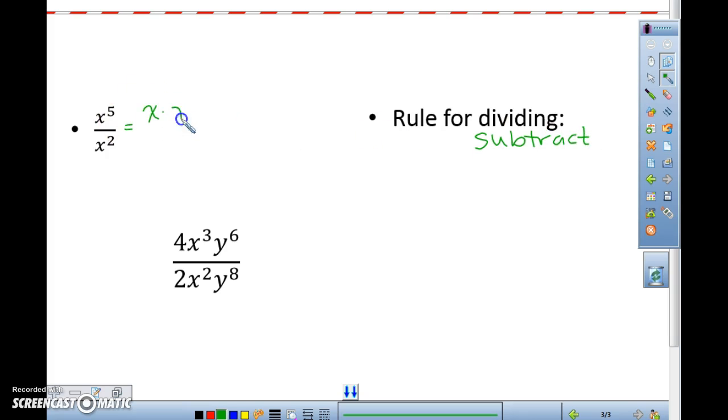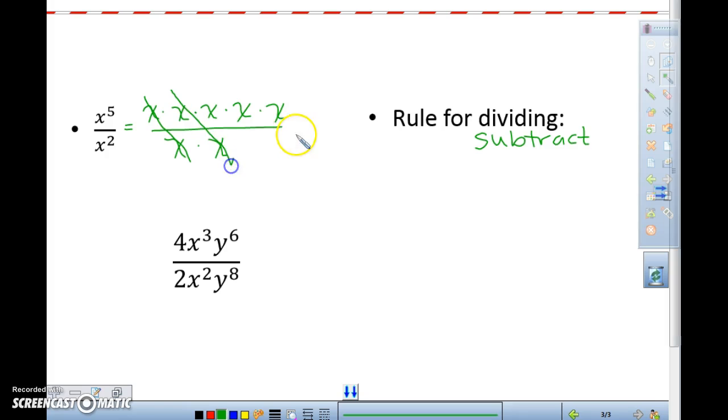Okay, so if I write it out, so 5 x's, and then 2 x's on the bottom. Anything divided by itself is 1. Like, what's 2 divided by 2? 1. What's 5 divided by 5? 1. So x divided by x is 1. And whatever's left over is our answer. Or you could have subtracted 5 minus 2 and gotten the 3 for your exponent.